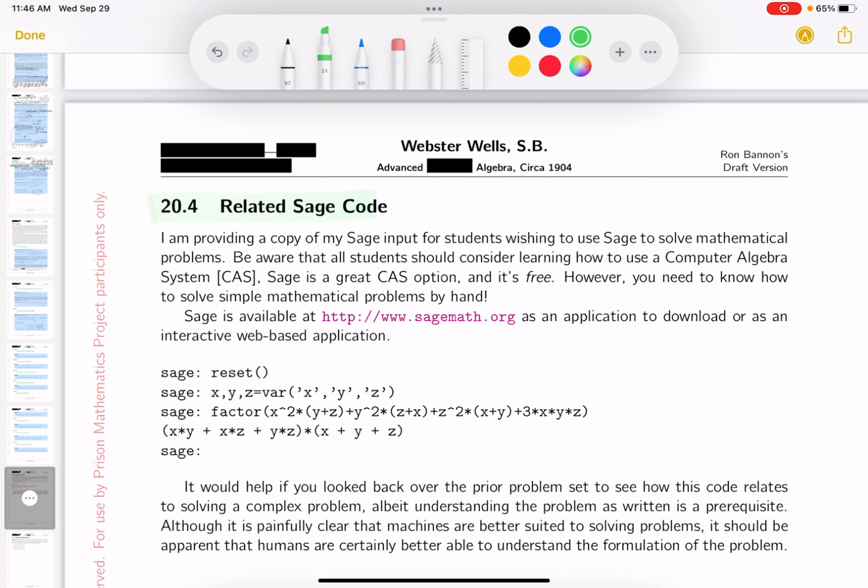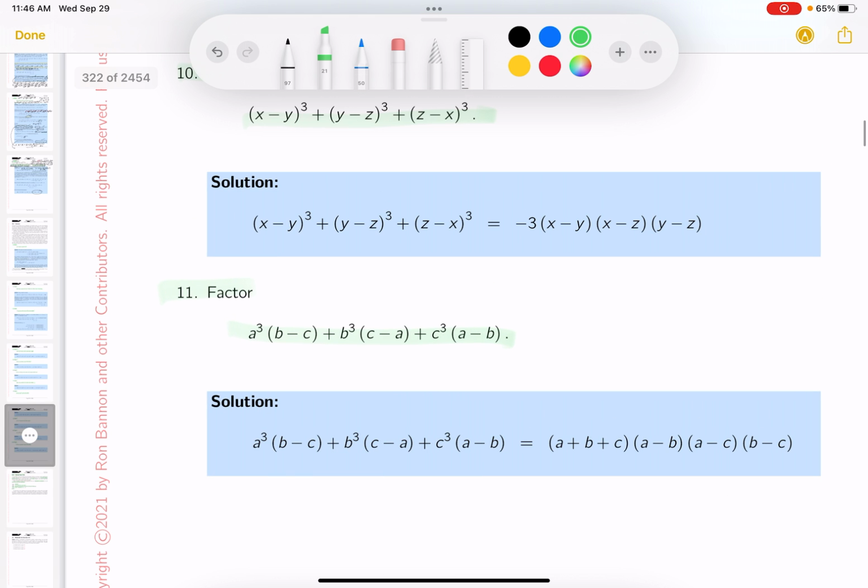Related Sage code, what is that? It's a computer algebra system. Sage is free. It's available here at this website. You can download it as an application or use the interactive web-based thing. That's what we kind of did in the first few videos where we talked about it. What are we saying? Get familiar with it. And I've got to be honest with you, these problems are so simple to do on a computer algebra system, it's ridiculous.